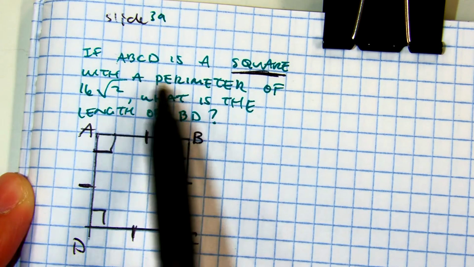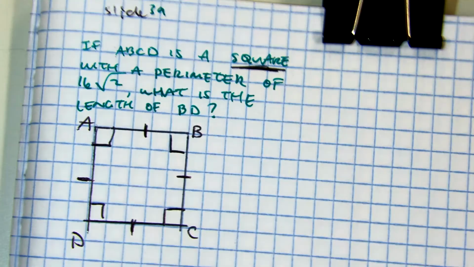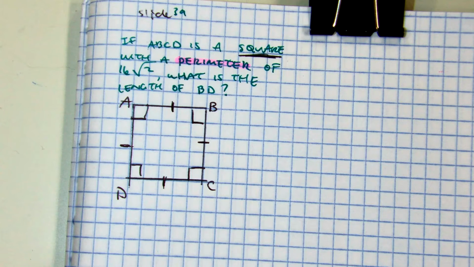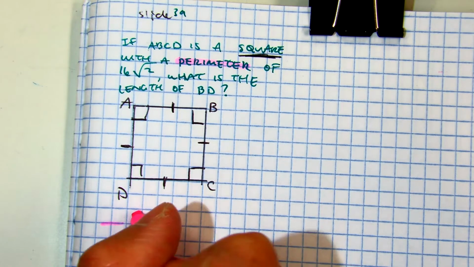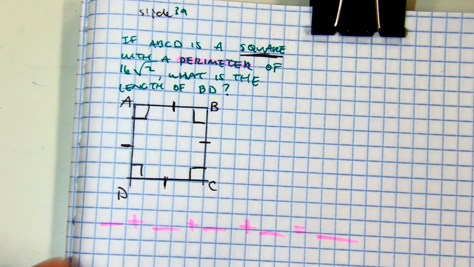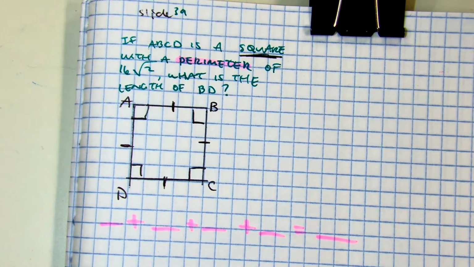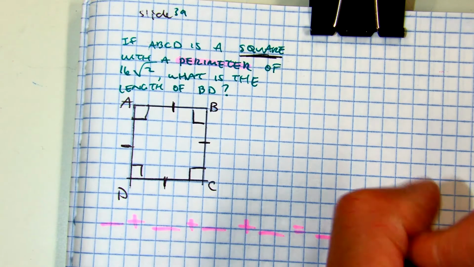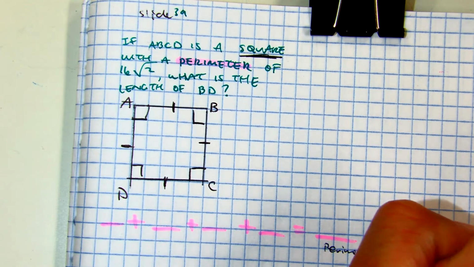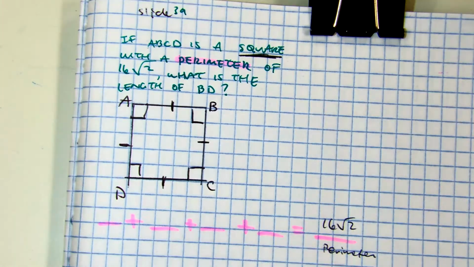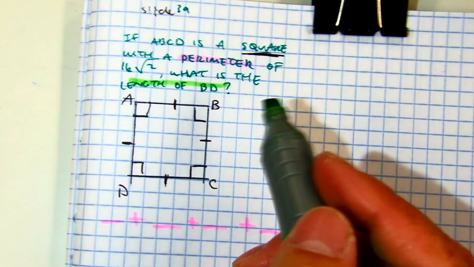Now it tells me the perimeter, so adding all of those around. A perimeter is what math operation, class? Addition. And it tells me that the perimeter is equal to 16 radical 2. What is the length of BD? So BD is a diagonal.